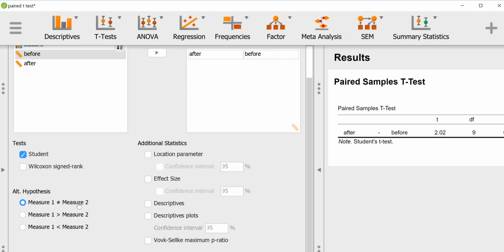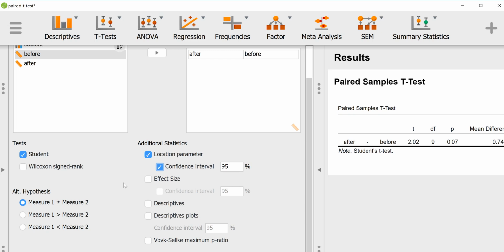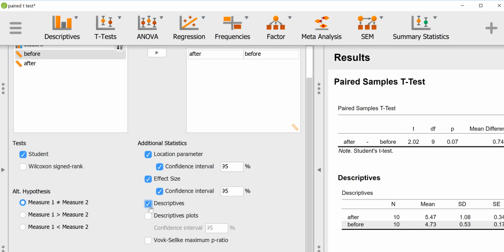And I will leave it as a two-tailed test, so a non-directional test, although if you wanted to do a directional test, you could do it as left-tailed or right-tailed depending upon which of the two variables you expected to have a higher mean. I will ask for the location parameter, which is the mean difference, the average difference between the two measures, and also the confidence interval, and effect size, Cohen's d, the confidence interval for that, and I'll also ask for the descriptive statistics.